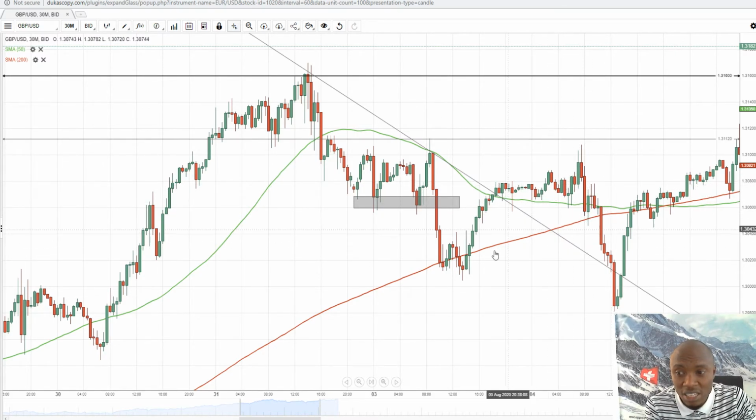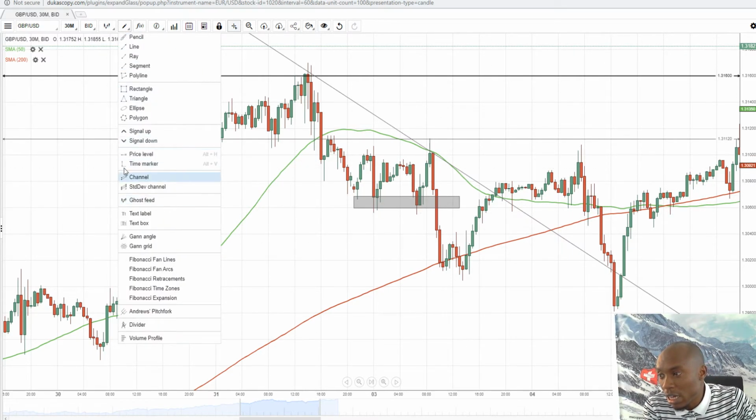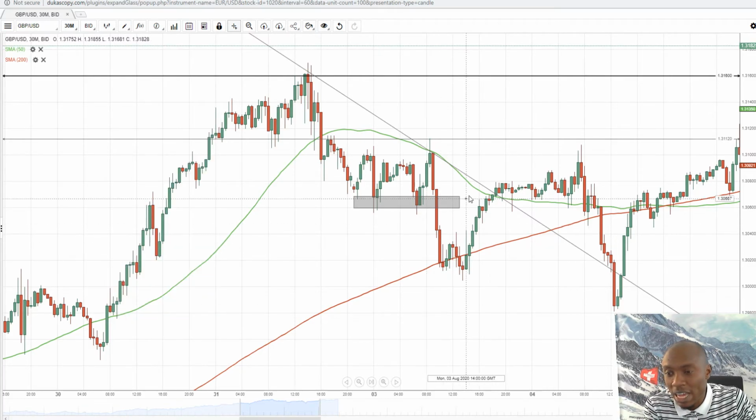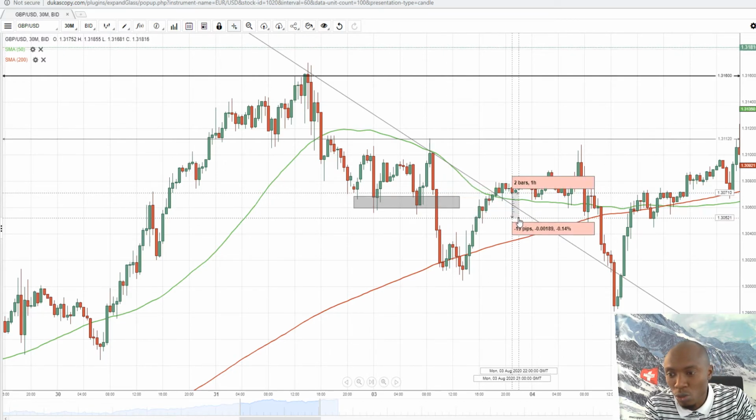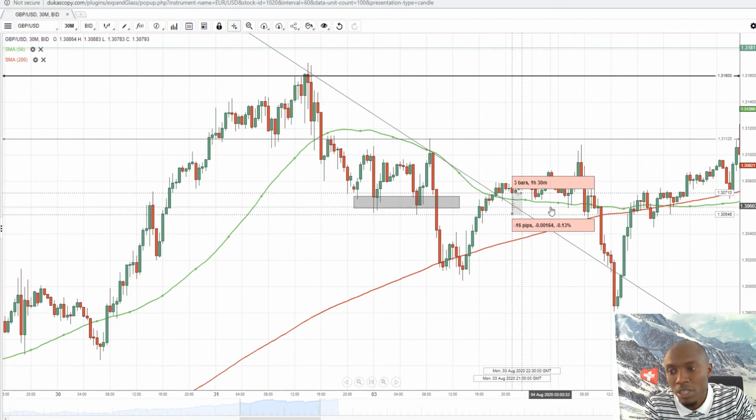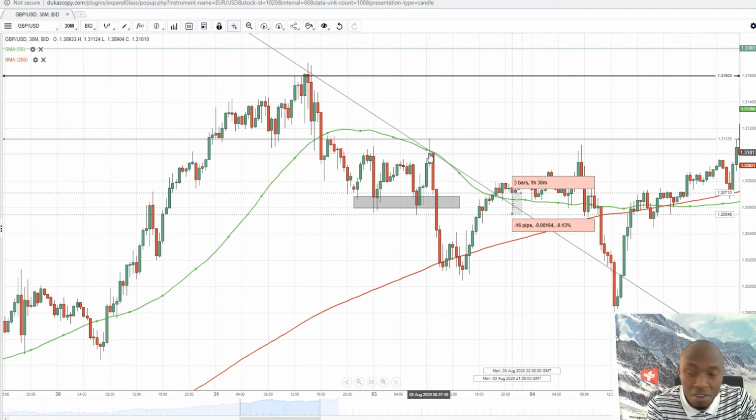So in the best case scenario, once this trend line broke, I can say to myself, okay, when it comes to retest it, I will buy, and I will put my stop loss below the retest area, which is somewhere in this region. Then the take profit I will be targeting will be somewhere around the close of the previous highs.